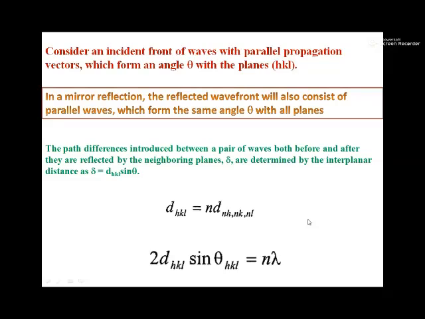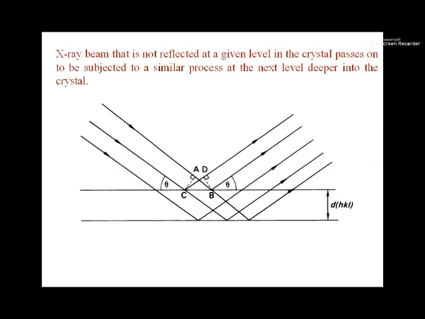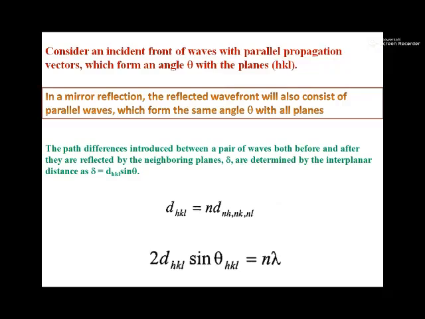Okay, now consider the incident wavefront propagating through a vector, and we are using some crystal planes. So we are moving towards an analogy of reflection by a parallel set of mirrors, and that is reflection of an X-ray by parallel atomic mirrors, right? So now in this mirror reflection, the wavefront also consists of parallel waves which form the same angle theta in all planes. Now what is the path difference between these two rays? The path difference is basically d_hkl sine theta.